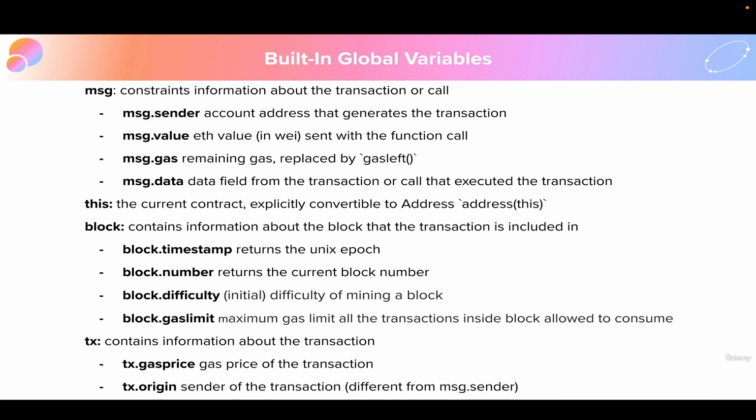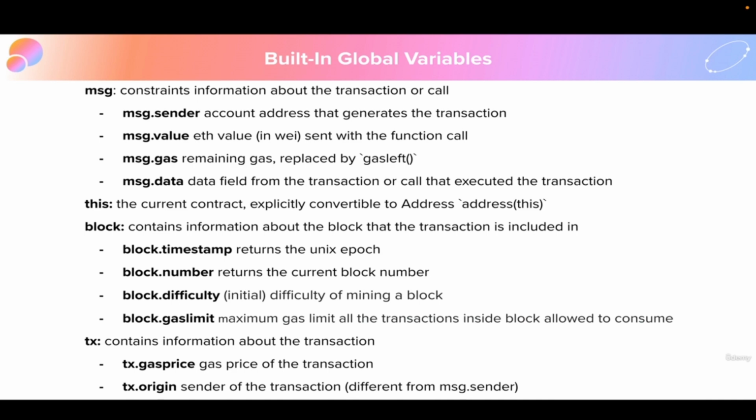This is similar to message, although it has a few key differences. First, we have transaction.gasPrice, which is the gas price of the current transaction. And next, we have transaction.origin, which may seem very similar to message.sender, however, it is quite different. Transaction.origin is the sender of the transaction, whereas message.sender is the invoker of the current function.